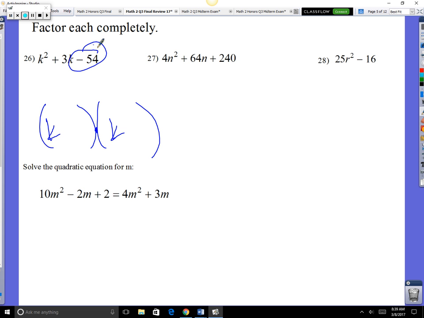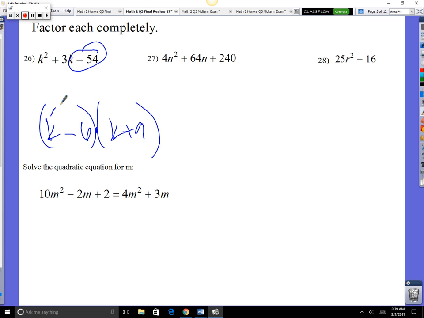So if you look through your factor sheet and find which one times to give you negative 54, that means one of them has got to be negative, one of them has got to be positive, and you got to add them to get a 3. So it's going to be 6 and 9. The 6 is going to be negative, the 9 is going to be positive, and you can check real quick.